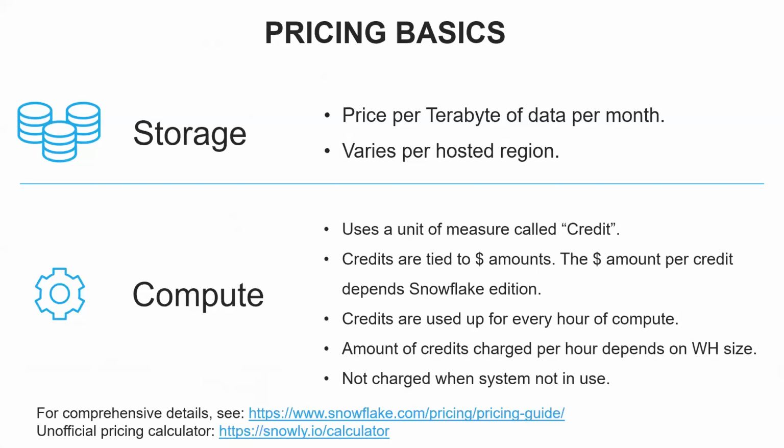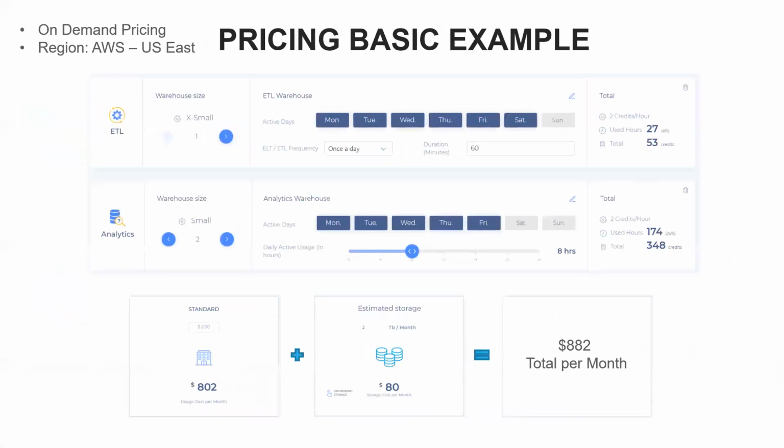I'm not going to go too much into additional detail, but that's really the nuts and bolts of it. There's some great additional information at snowflake.com/pricing/pricing-guide, or if you go to snowly.io, there's an unofficial, really cool pricing calculator in there. That lets you select your various workloads and how many terabytes of data you think you'll have and which edition of Snowflake you think you'll have. And it'll give you an estimate of how much per month you would pay for that.